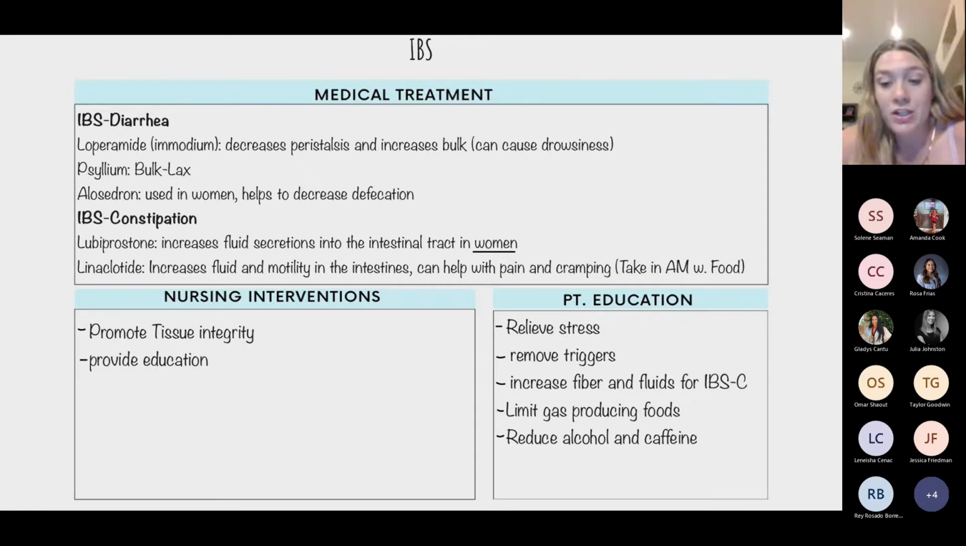Same thing with our education. If my patient's constipated, what am I going to do? I'm going to increase fiber, fluids, and fruits. Reducing alcohol and caffeine is a big one for a lot of our stomach GI issues. And honestly, for any chronic disease in general, we want to reduce alcohol, caffeine, smoking, etc.